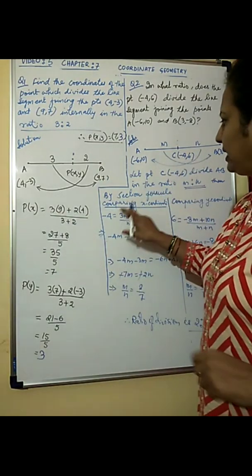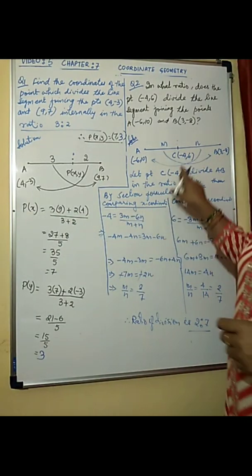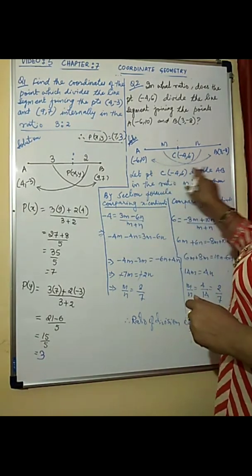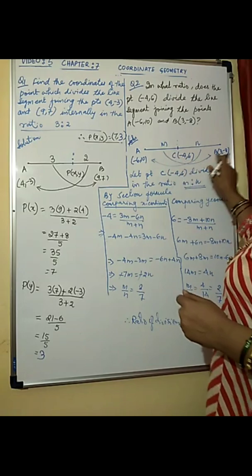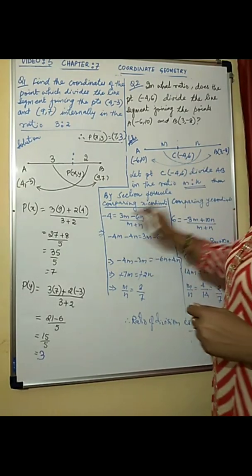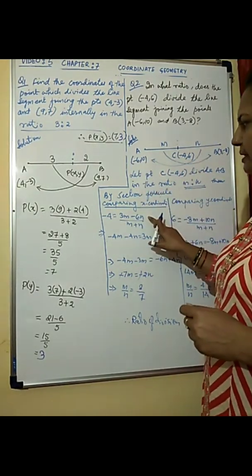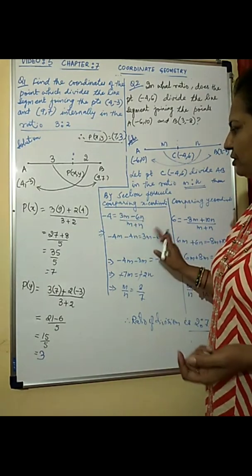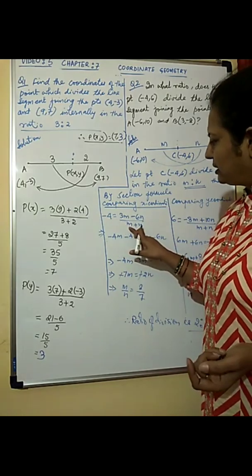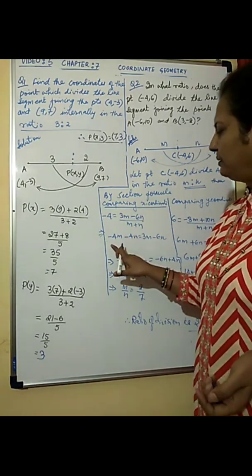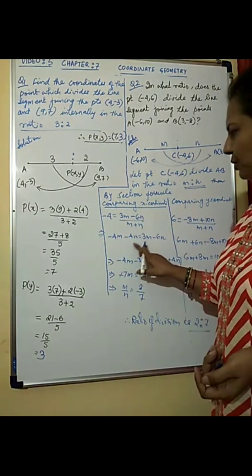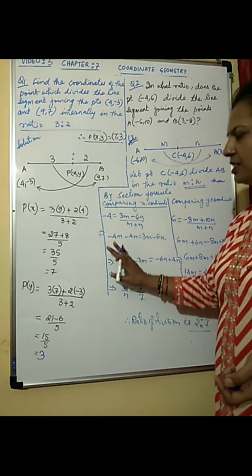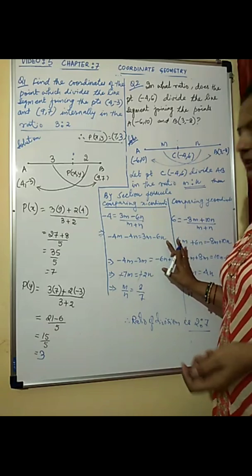So comparing the x coordinate, what is the x coordinate here? -4. So -4 is equal to, the same process, m into 3, so this is 3m, plus n into -6, so this is -6n, divided by m plus n. Now we can cross multiply. So you get -4 into (m plus n), which is -4m minus 4n, equal to 3m minus 6n. Now we transpose m to one side and keep n on the other.